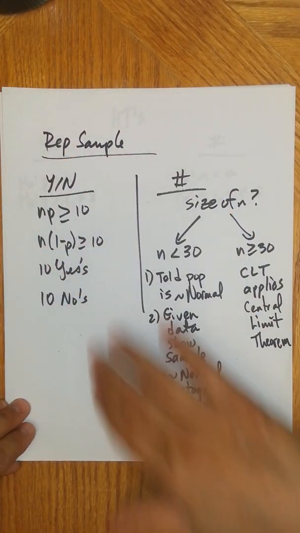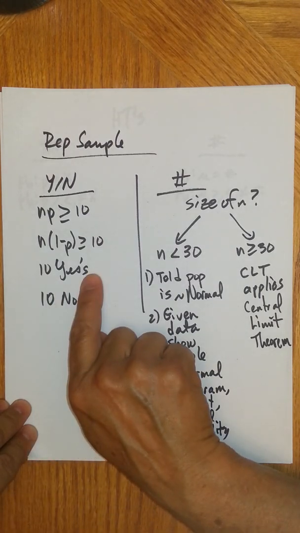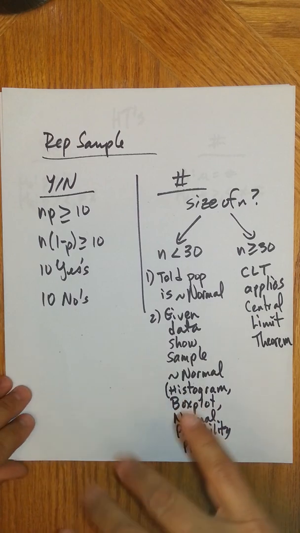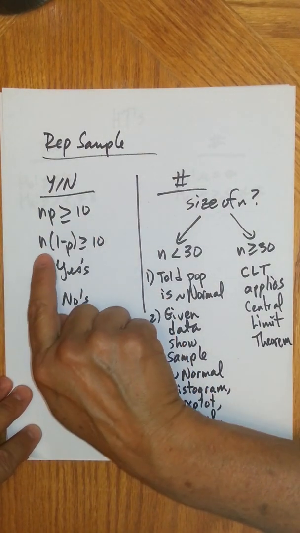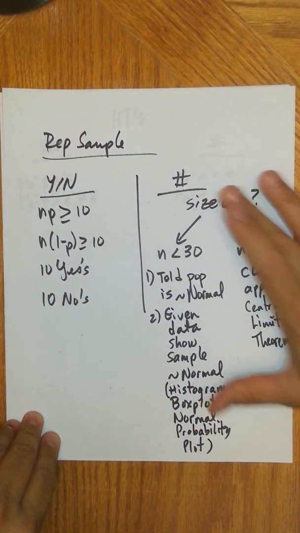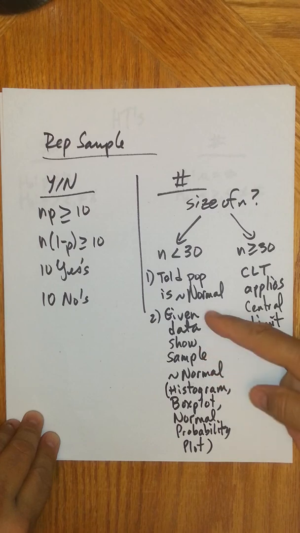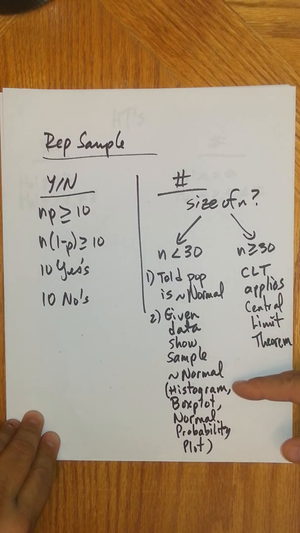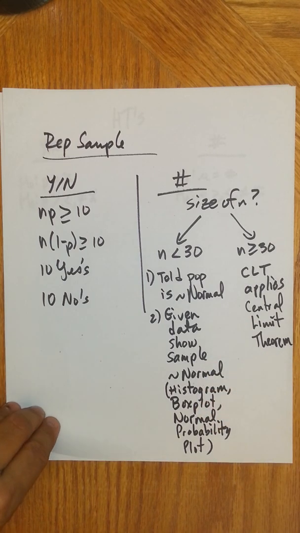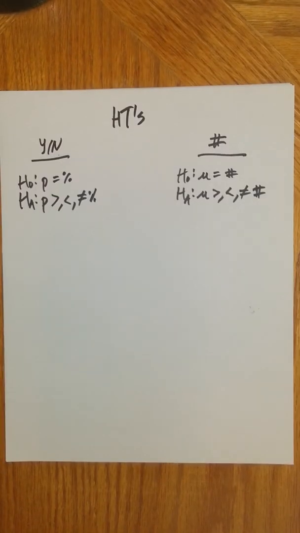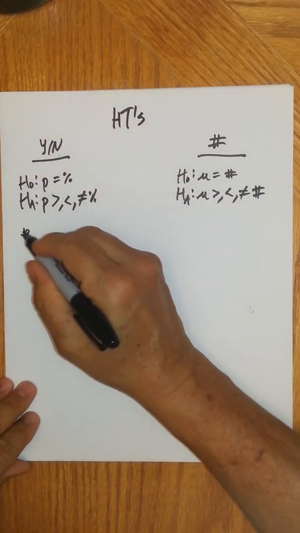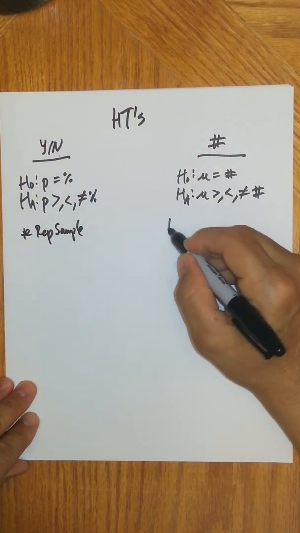In establishing the representative sample, for the yes-no trait you needed to show at least 10 people or objects with the trait and 10 without the trait in the sample. So we found that by np greater than or equal to 10 and n times quantity 1 minus p greater than or equal to 10. Now for the numerical trait, and there is a video on this, so you might want to go check that out, you would have to ask what sample size you have. If the sample size is greater than or equal to 30, the central limit theorem applies. If the sample size is less than 30, then I either have to be told the population is normal, or I have to show, using whatever data I'm given, that the sample is approximately normal. So that's how the conditions are different. The representative sample is what's really different; the rest is all the same.